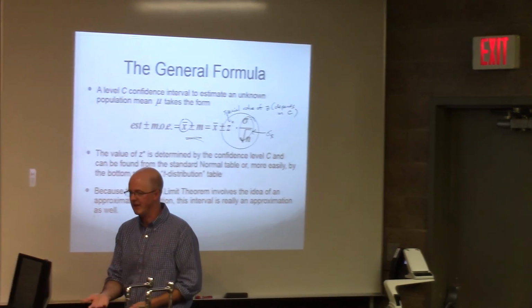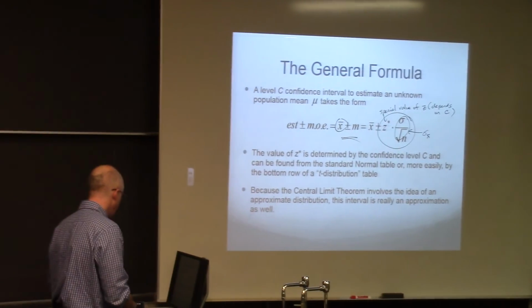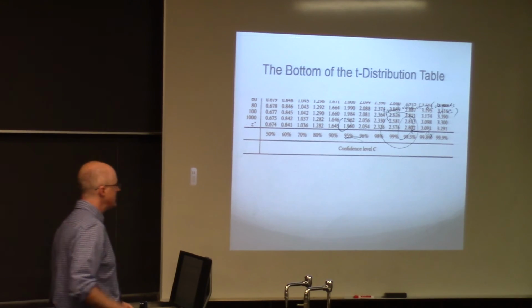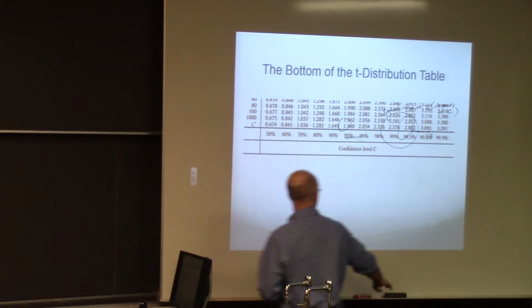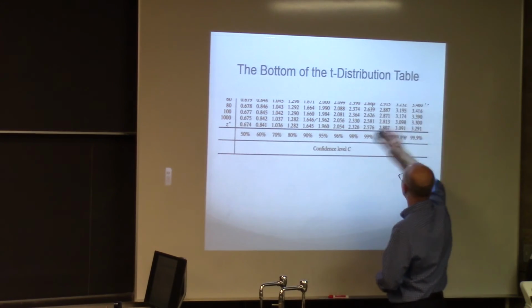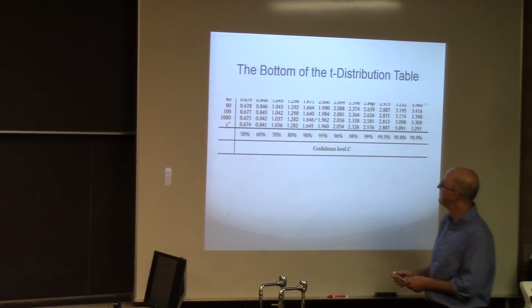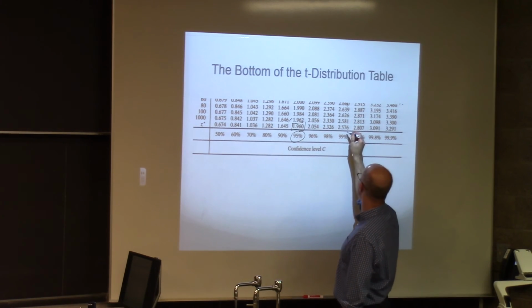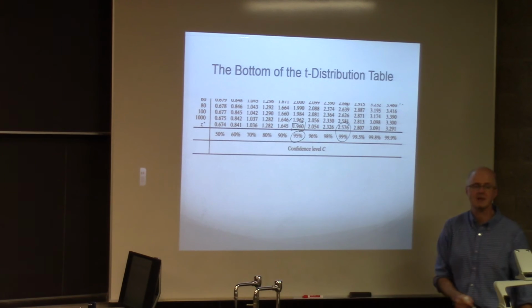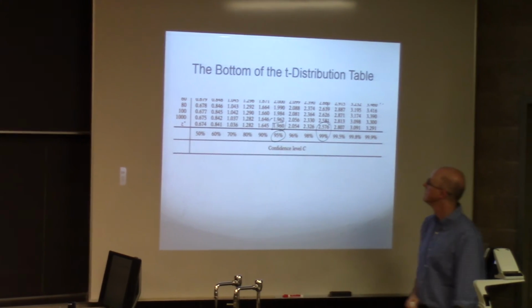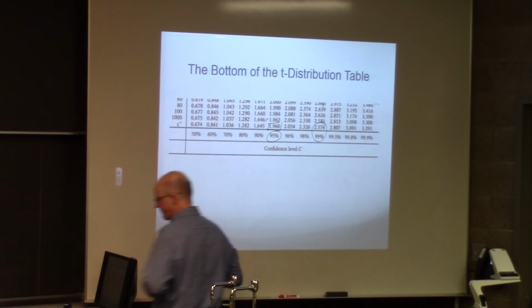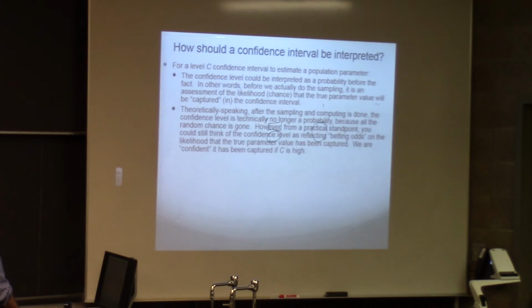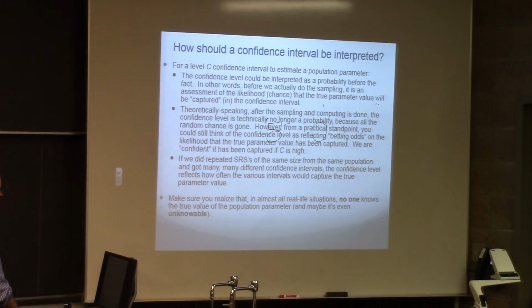So you should know how to calculate that. You should know that z star comes from the bottom of the t-distribution table. You don't need to memorize these numbers. If you need one of these numbers on the quiz or test, I will give them to you, but you should understand that if you want a 95% confidence interval, you'd use 1.96. If you want a 99% confidence interval, you'd use 2.576 for z star, etc. You should understand that basic principle. You should also understand how to interpret it. It's kind of technical.